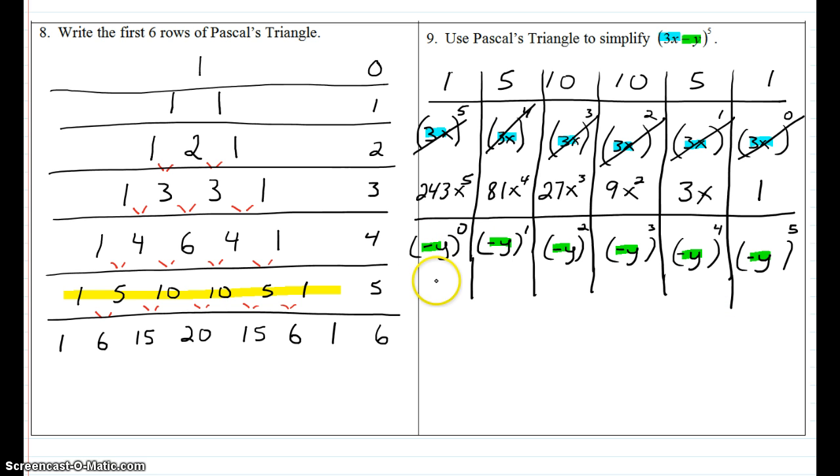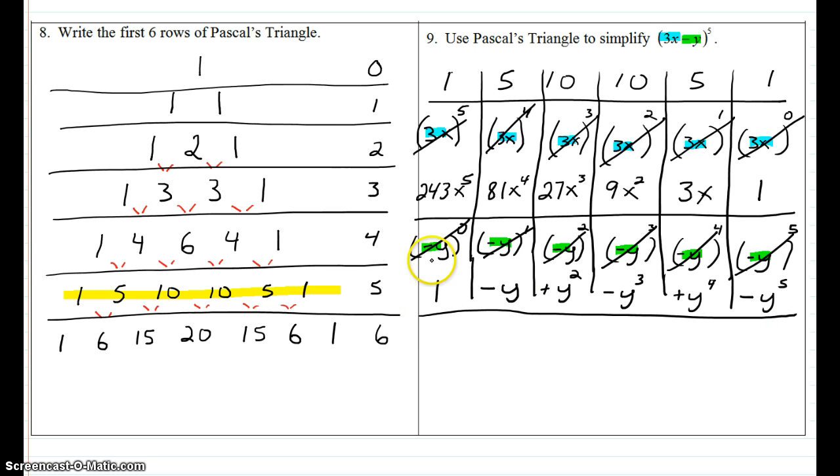So anything to the power of 0 is just 1. So we've taken care of that. And so now this is the important part. Negative y to the power of 1 is negative y. Negative y, take care of that. Negative y squared now gives us a positive y squared. Negative y cubed, negative y to the third. Negative y to the fourth, positive y to the fourth. Negative y to the fifth, negative y to the fifth. And so now we're going to take this and put all our answers together.